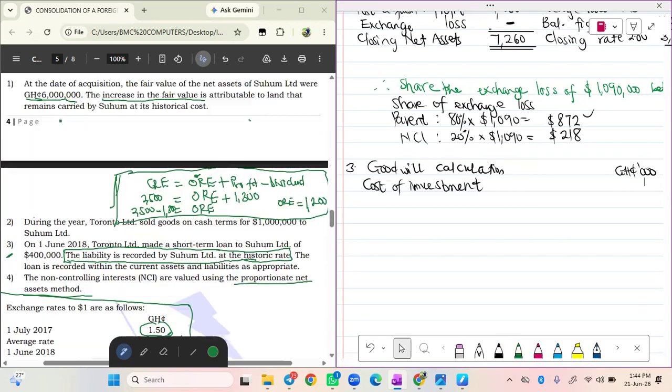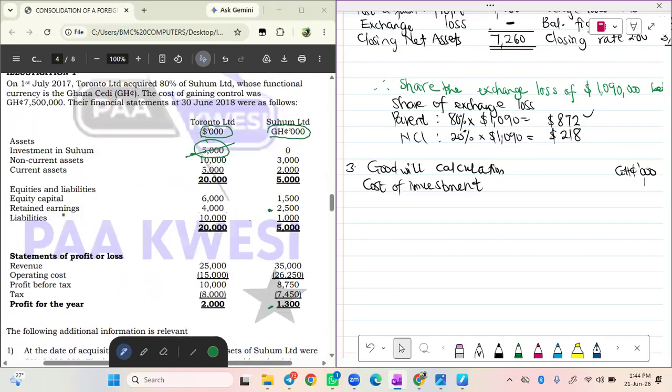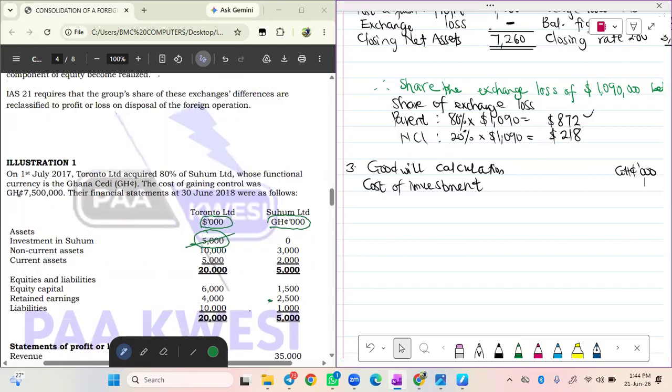So what was the cost of investment in the subsidiary? So they say they paid what? 7.5, the cost of gaining control. So that is the cost of investment. So 7,500. Now this one is what?